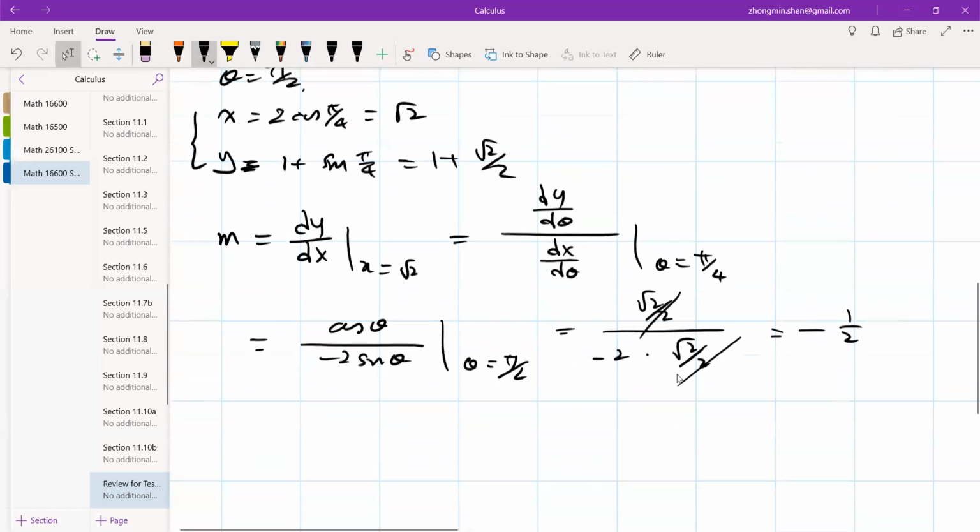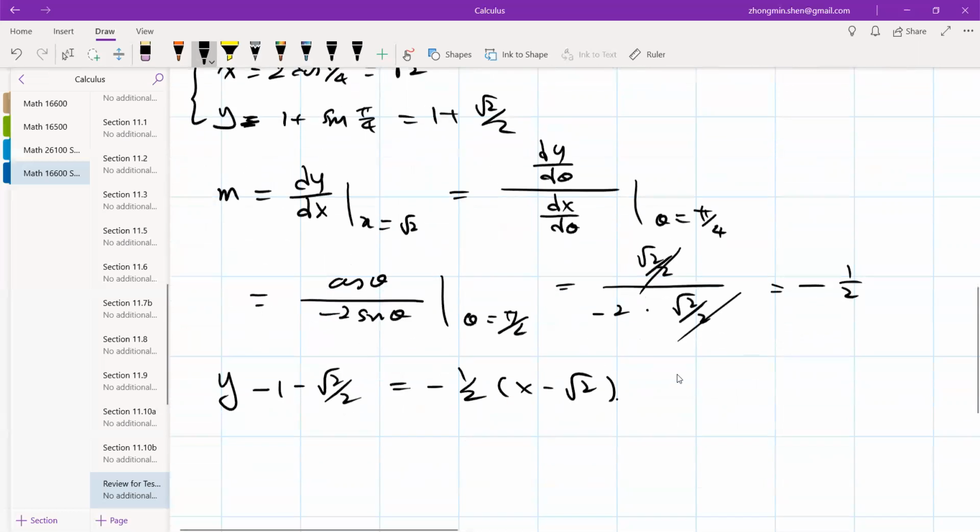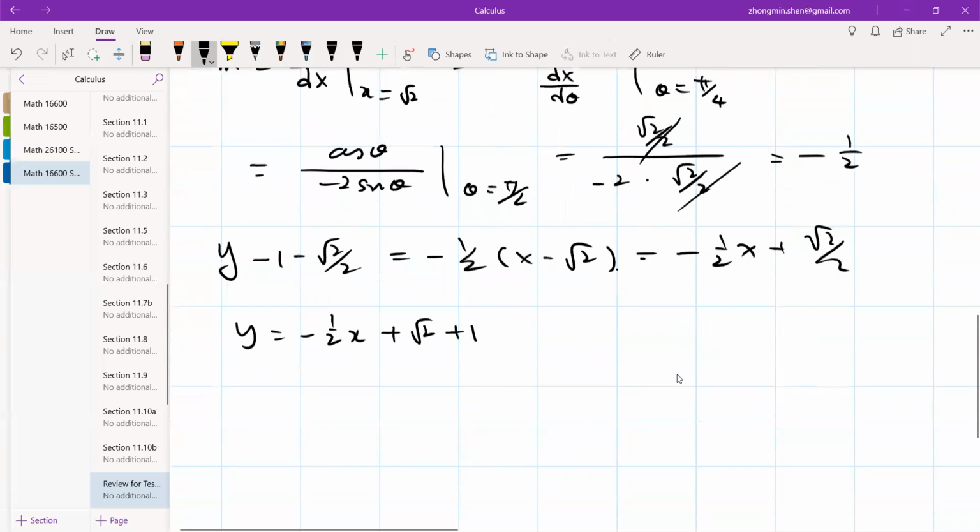Therefore, the equation for the tangent line is y minus 1 minus square root 2 over 2 equals negative 1/2 times x minus square root 2. Okay. So you can simplify further. Then you move all the terms to the right hand side. So you get negative 1/2 x plus square root 2 plus 1. So that's the equation.